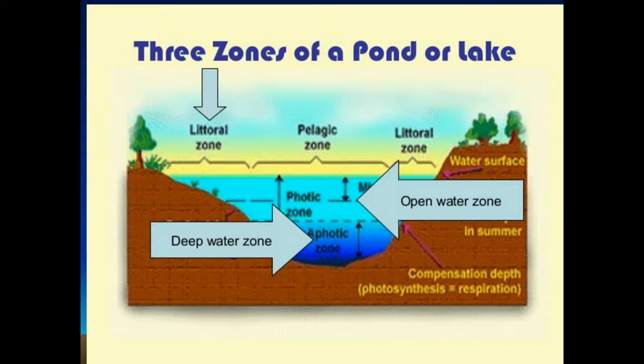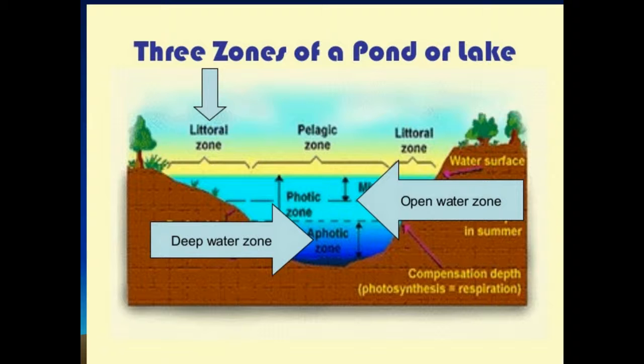The middle part of the lake is known as the pelagic zone. Pelagic zone and the littoral zone. Those are really the two main areas of our freshwater ecosystem. The last one is really kind of straightforward.